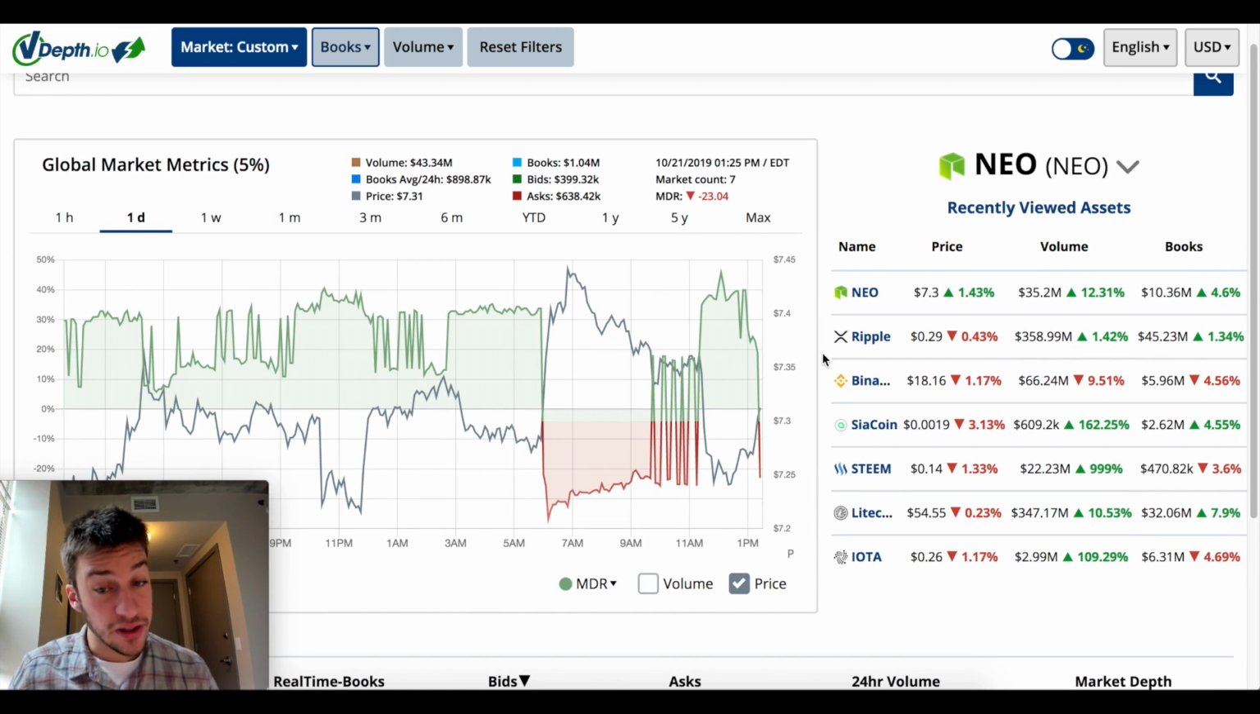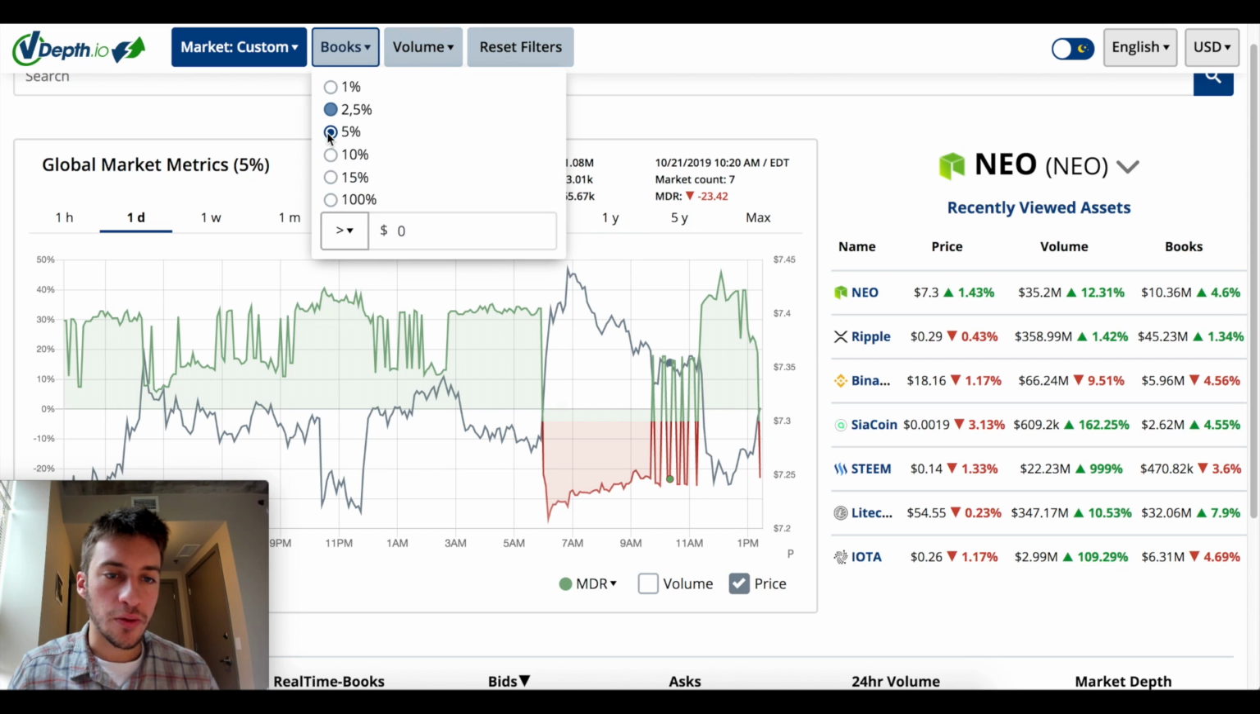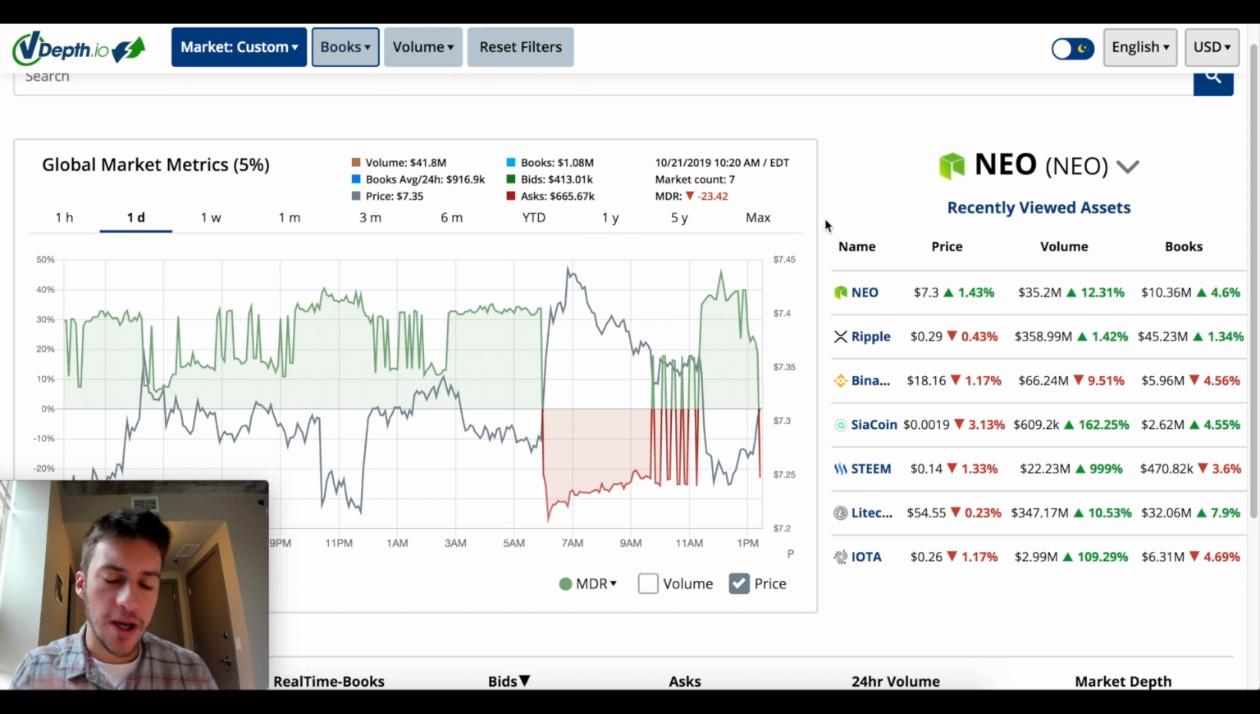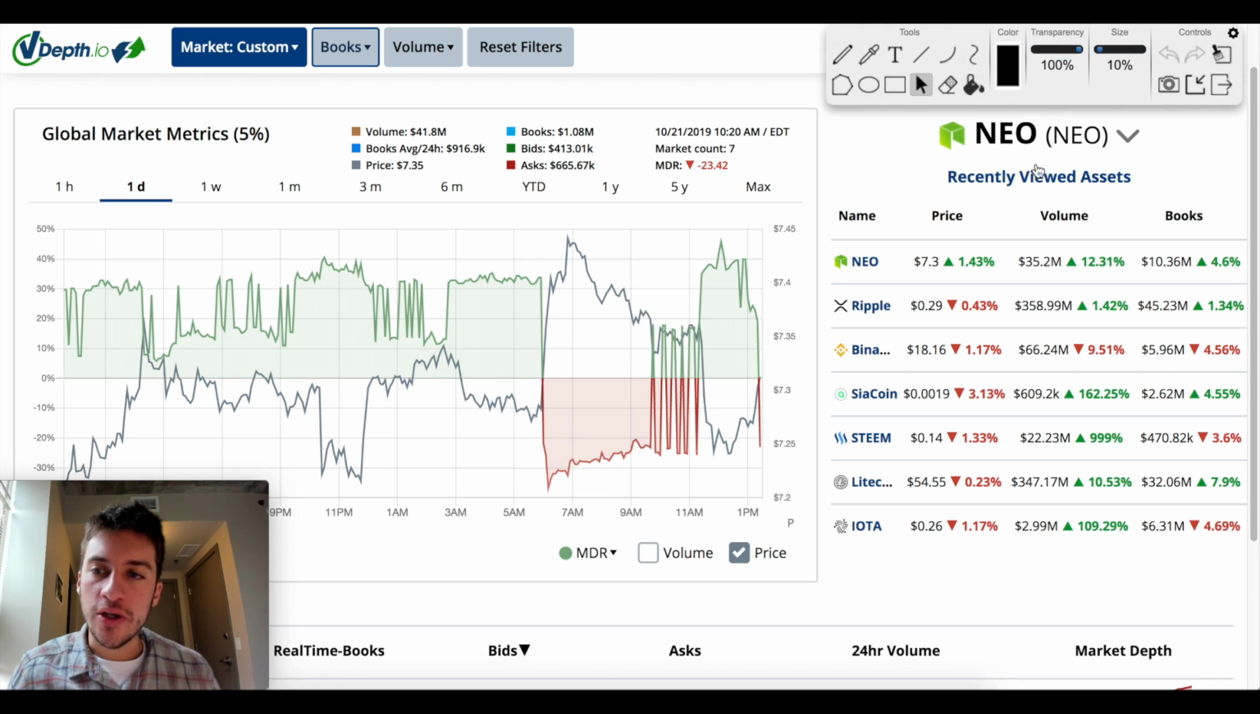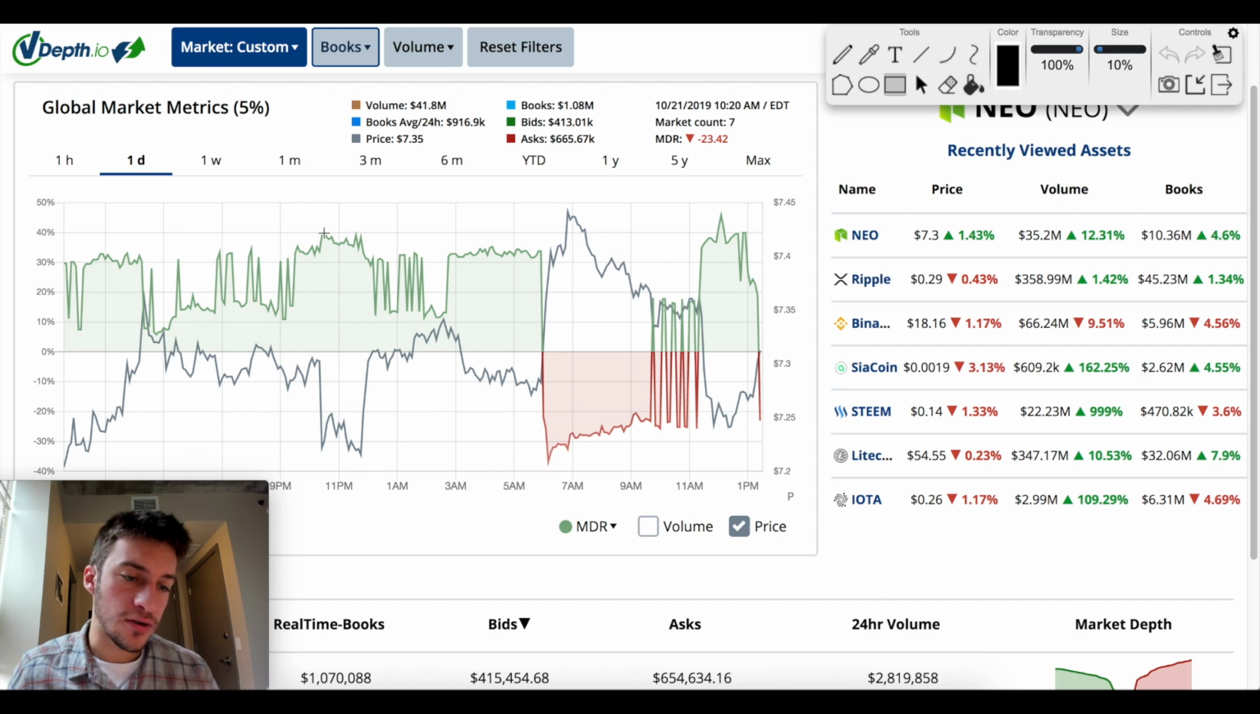You can see it does look a little bit different. Let me refresh it back to 5%. All right, it's refreshed now. I've found that the Binance order depth has been more helpful than all order depth pulled together. So this is NEO, and let's look at how we could have traded this in the past and what patterns we really see.